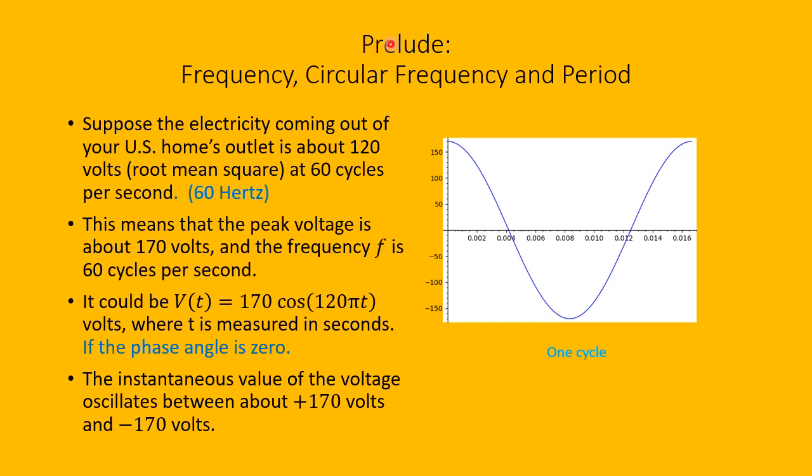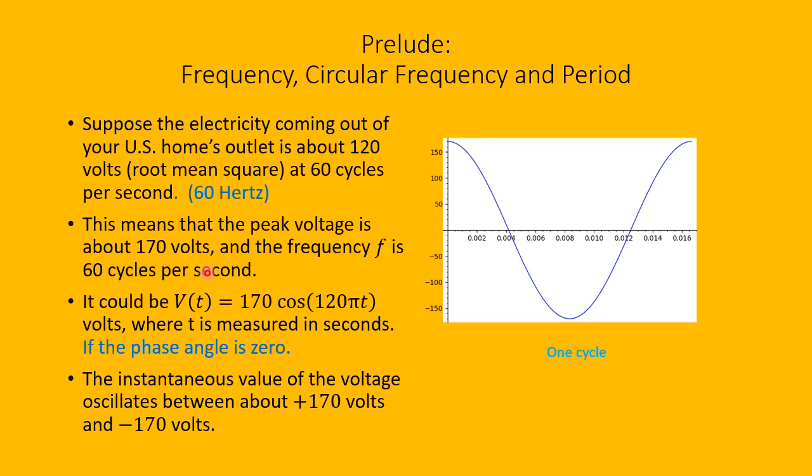As a prelude, let's talk about frequency, circular frequency, and period for a periodic function. As an example, suppose the electricity coming out of your U.S. home's electrical outlet is about 120 volts root mean square at 60 cycles per second. 60 cycles per second is also called 60 hertz. 1 hertz is 1 cycle per second. This means, if you've studied root mean square voltages before, that the peak voltage is about 170 volts and the frequency f is 60 cycles per second.